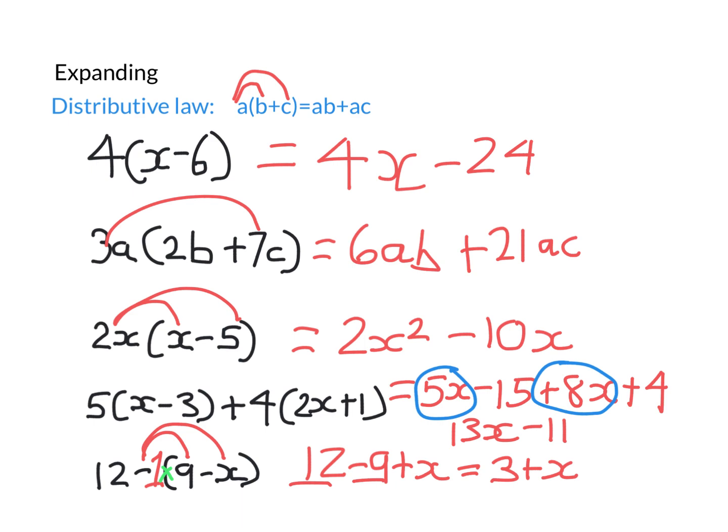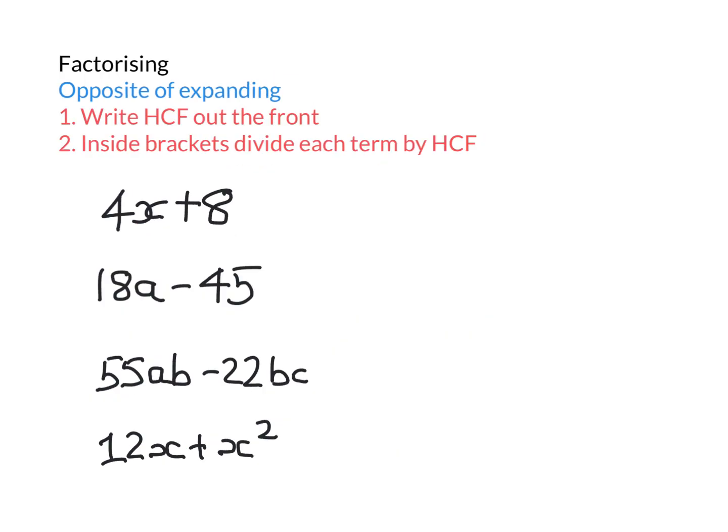All right, let's now look at factorizing. So factorizing is the opposite of expanding. In expanding, we started with brackets and ended up with no brackets. For factorizing, we start with expressions like this and we introduce brackets. So when you're factorizing something, you're writing it as something times something. Like if you factorize 36, you could write it as 4 times 9, 12 times 3, or whatever.